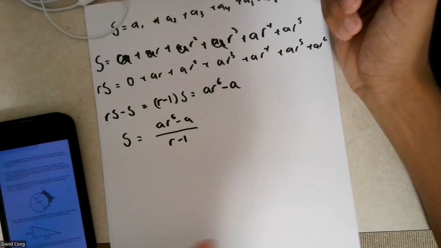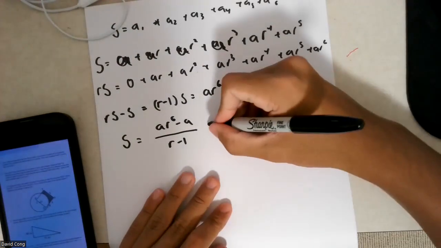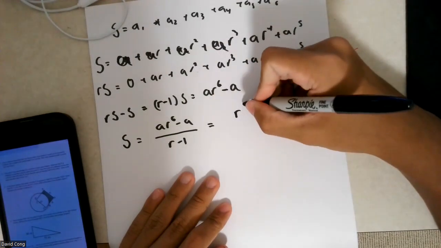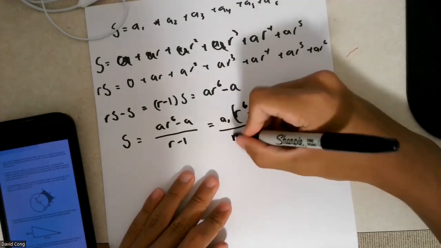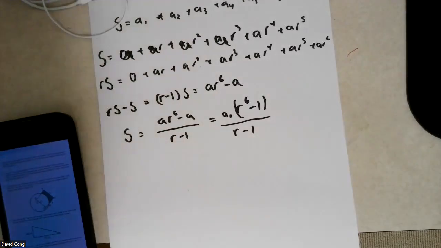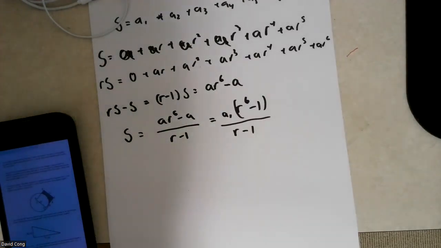But what is A? A is the starting term. So what does this tell us? R to the 6th minus 1 times A1, over R minus 1. Okay, great. We have the formula for our sum now.